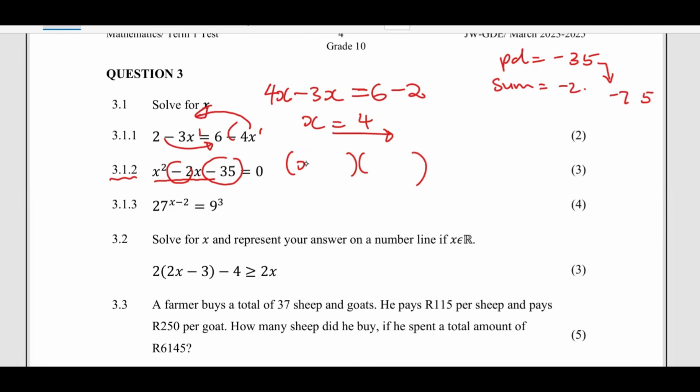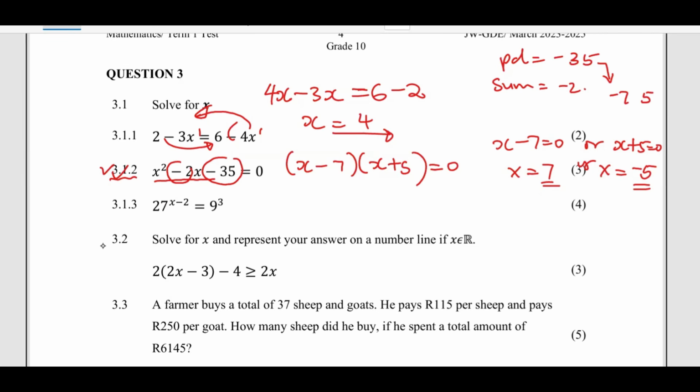So we're going to say (x minus 7)(x plus 5) is equal to 0. And if that is the case, we just flip this around and say x minus 7 is 0 or x plus 5 is 0. Meaning that the first x is 7 or this x is negative 5. All right, so those are the 2 answers that we expect with that question.